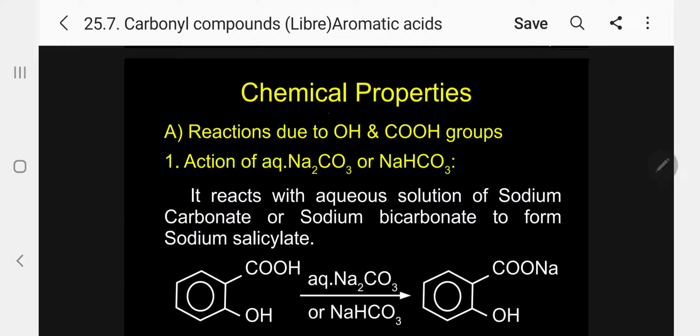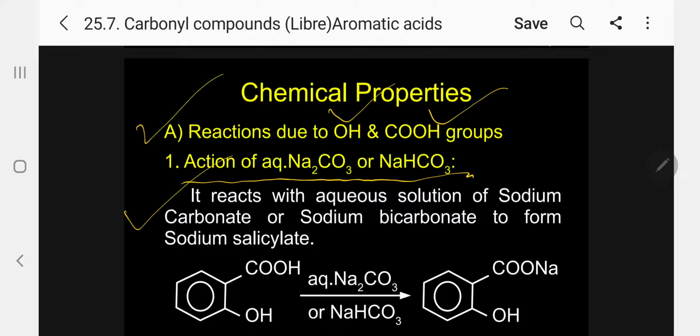Here there are reactions due to the OH group and COOH group and also the aromatic ring. So first we will concentrate on A, reaction due to the OH and COOH groups. So action of aqueous sodium carbonate or sodium bicarbonate will be the first reaction. It reacts with the aqueous solution of sodium carbonate or sodium bicarbonate to form sodium salicylate.